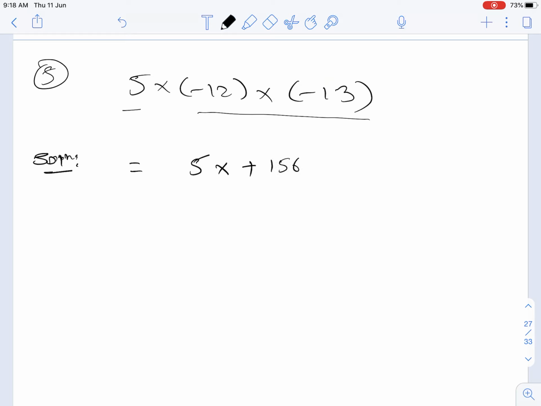156. There is no need to write this plus sign here, because if no sign is there, it also indicates a positive number. Now look at the signs of these two numbers. Both numbers have positive signs, so our answer will also be positive. Same signs are there, so our answer will be positive. Next we have to multiply this 156 with this 5. So 156 into 5 is 780. Is it clear?